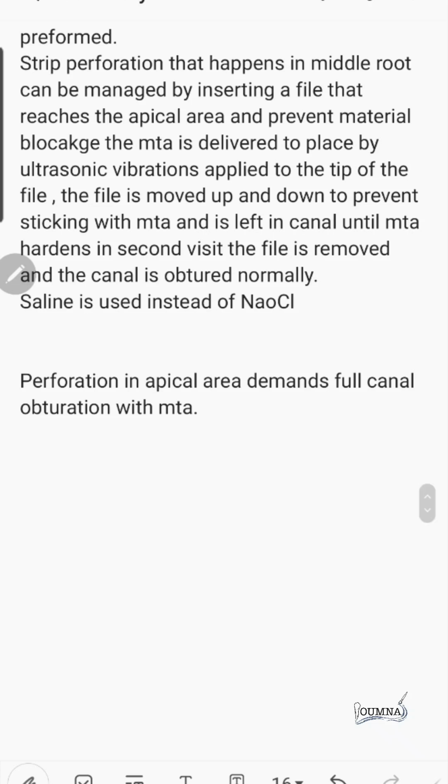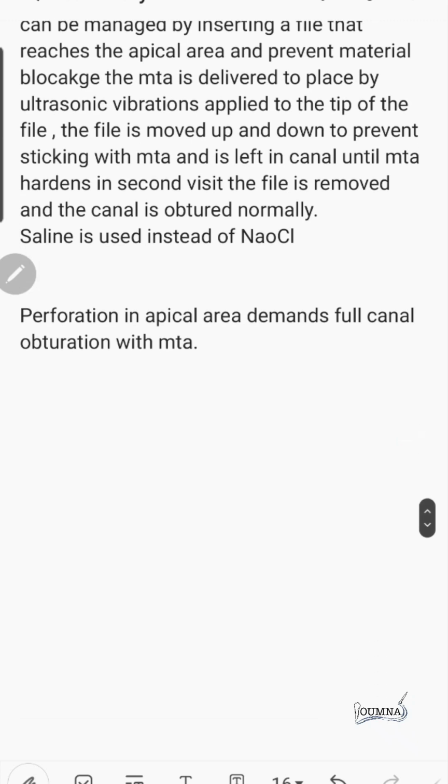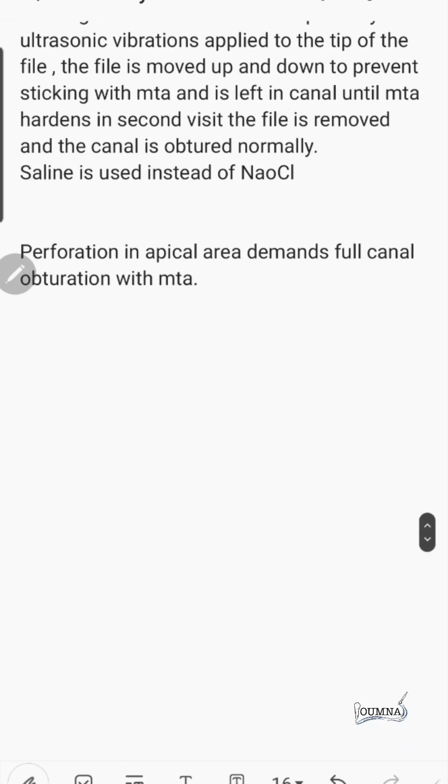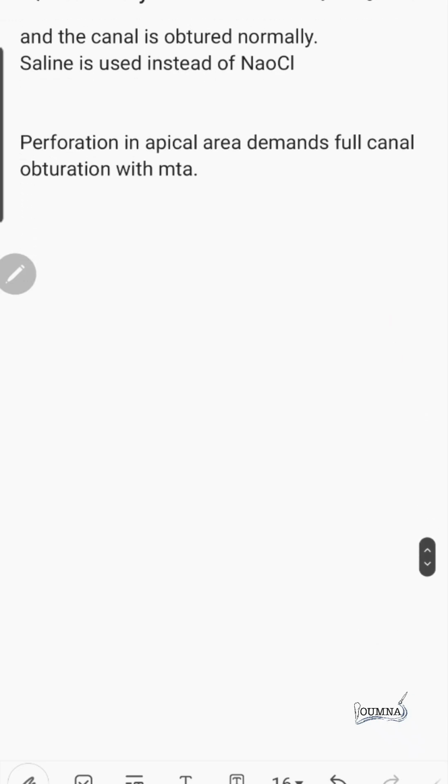Strip perforation that happens in the middle root can be managed by inserting a file that reaches the apical area and prevents material blockage. The MTA is delivered to place by ultrasonic vibrations applied to the tip of the file. The file is moved up and down to prevent sticking with MTA and is left in the canal until MTA hardens. In the second visit, the file is removed and the canal is obturated.